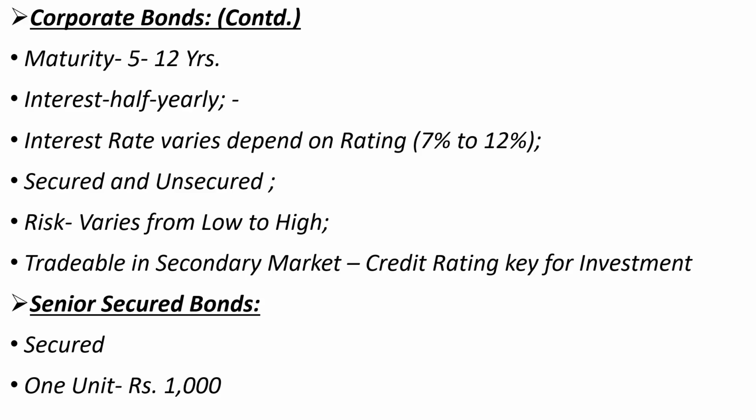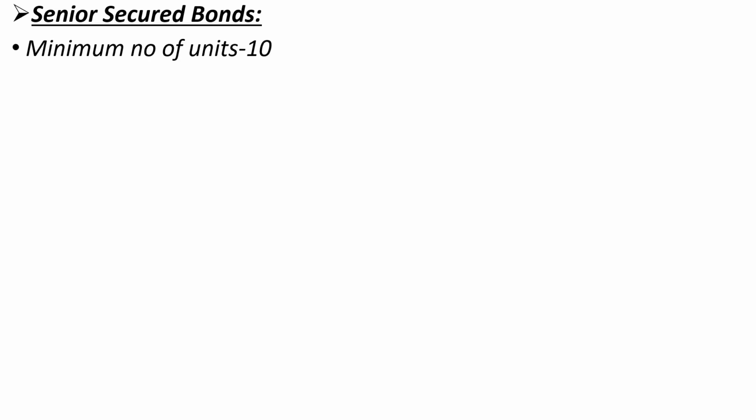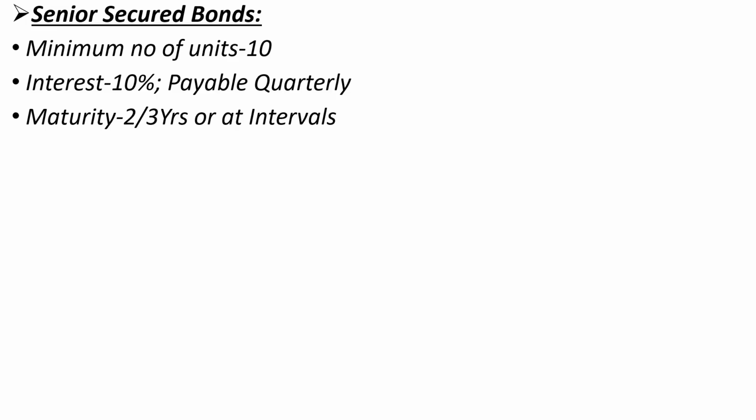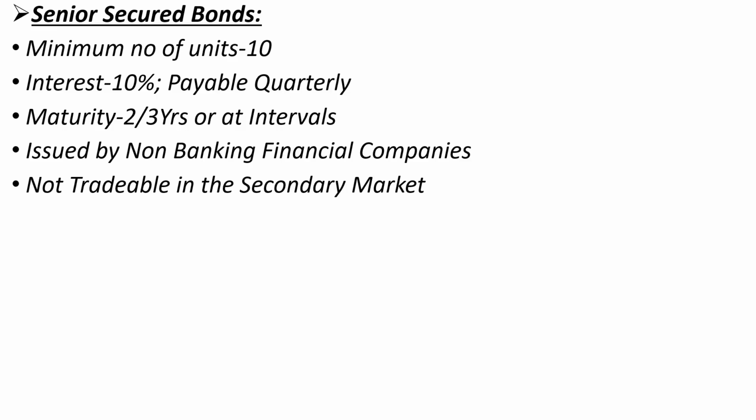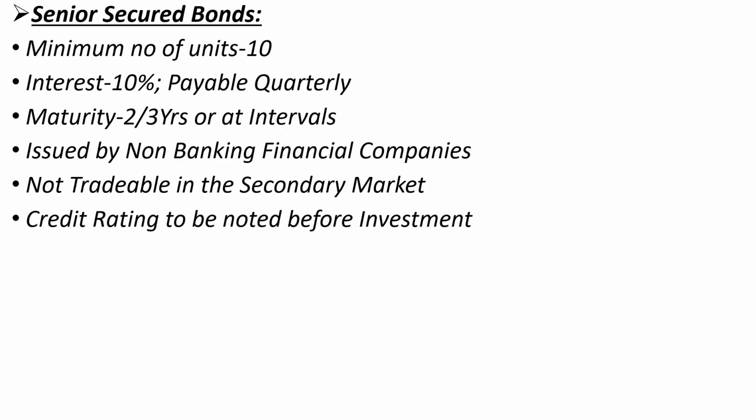Then investment in senior secured bonds. These bonds are secured. The unit price of these bonds is 1,000 rupees. Investment in senior secured bonds continued. Minimum number of units to be subscribed is 10. Interest at present is 10%. Interest is payable quarterly. Maturity period of these secured bonds varies between 2 and 3 years or at intervals. These bonds are issued by non-banking financial companies. These bonds are not tradable in the secondary market. But before investment in these bonds, credit rating of the corporate is to be noted.